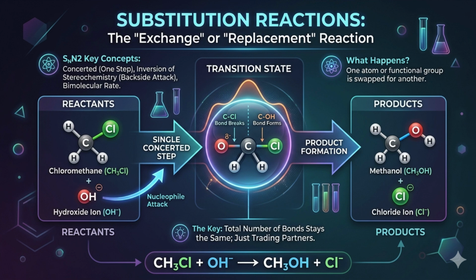In the transition state, look at the center of the image. In this fleeting moment, the bond between the carbon and the incoming hydroxide is halfway formed, while the bond with the chlorine is halfway broken. The molecule is literally in the middle of a swap. See the final products. Finally, the chlorine leaves entirely as a chloride ion, and we are left with a new molecule, methanol. If you look at the final product on the right, you'll notice the atoms have swapped places, but the total number of bonds remains the same. The key takeaway here is simple: one atom or functional group is swapped for another. The partners change, but the dance continues.